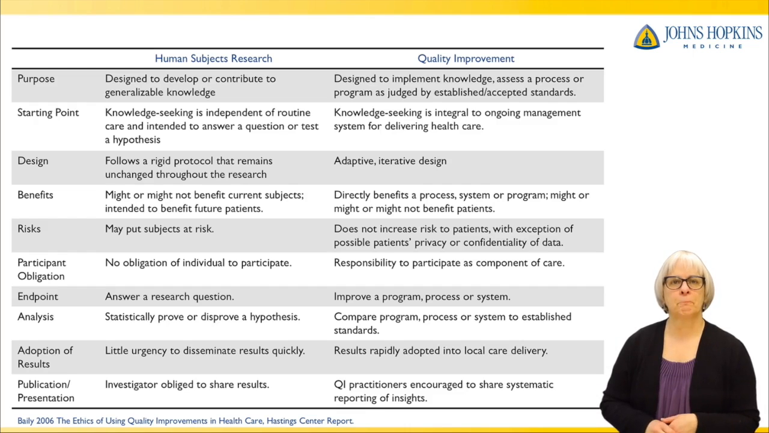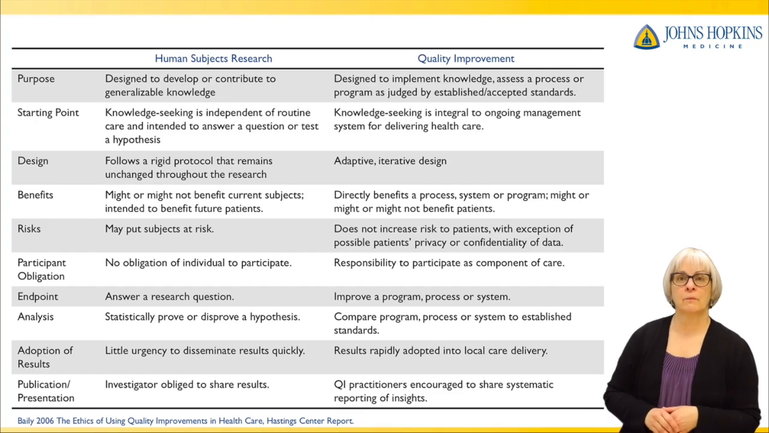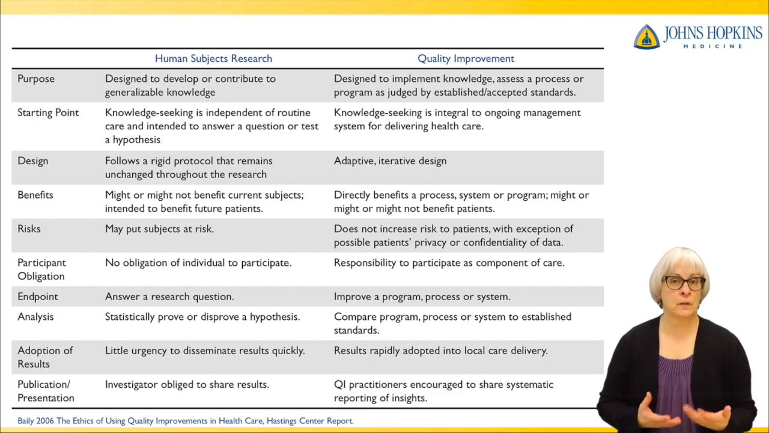The risks: human subjects research may put subjects at risk. Again, those may be risks of privacy or confidentiality. They may not be really substantive risks to person or life. Quality improvement, by virtue of the fact that it's using evidence-based proven methods, should not increase the risk to patients, other than perhaps privacy or confidentiality, but it should not put patients at risk because it should not be making new, unknown changes to care.